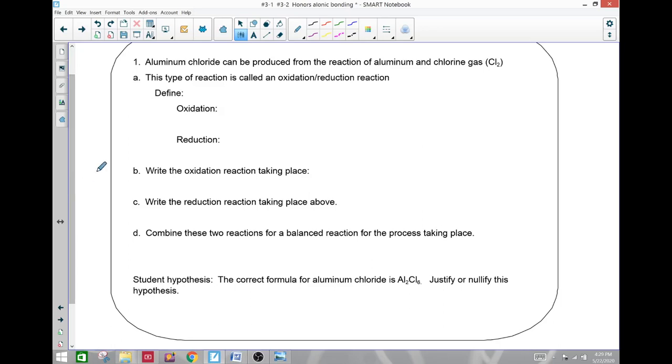We're going to run through our last little bit of ionic compounds here. We're going to do some practice questions. Again, this is designed for you to be working on a little bit and see what you got here. So, aluminum chloride, which is an ionic compound, you got a metal and a non-metal, is produced by the reaction of aluminum and chlorine gas. This type of reaction is called a redox reaction, or oxidation reduction.